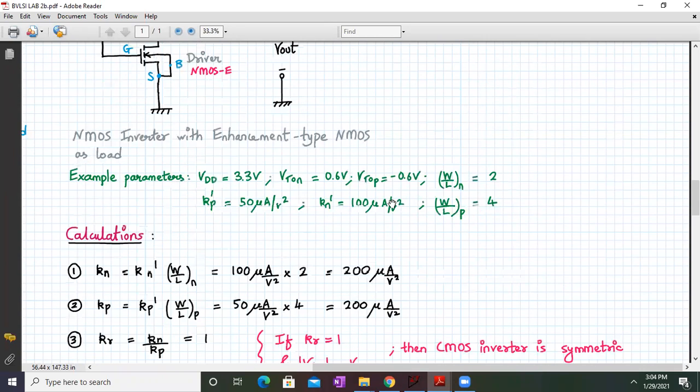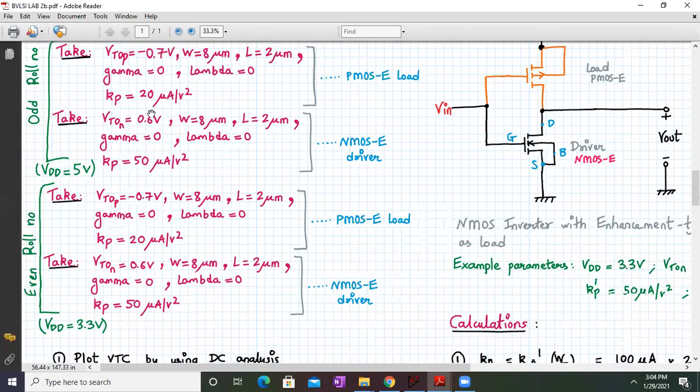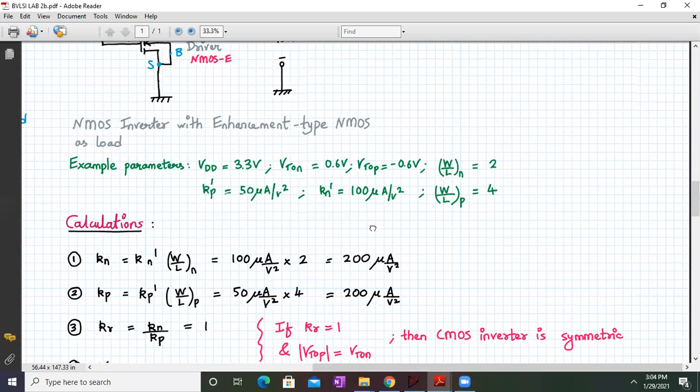Okay, so over here, when you see the Kn and Kp values, calculate quickly. Kn is Kn dash into W by L ratio of NMOS, which is 100 into 2, which is 200 microampere per volt square. In this case, it is given. You are given separate parameters, so you accordingly calculate. I have taken separate parameters for my calculations.